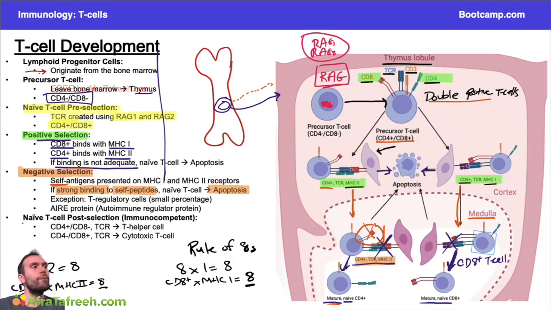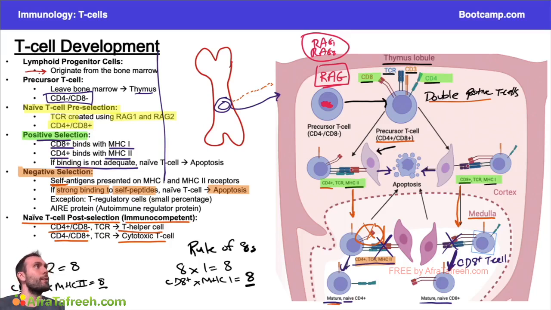So you can see here, once you have a naive T cell post-selection, an immunocompetent mature T cell, it's either going to be CD4 positive, CD8 negative, or CD4 negative, CD8 positive. Again, if it's CD8 positive, we call those cytotoxic T cells, CD4 positive are T helper cells, and we'll go into a lot of detail on this in the next couple videos. But the point is that there's downregulation of that receptor after we go through selection.